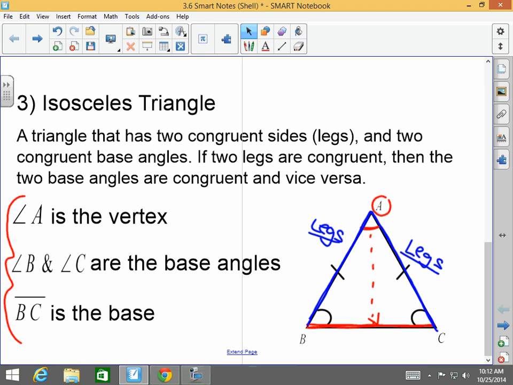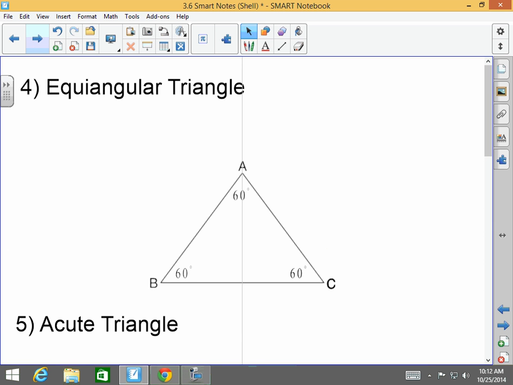And the base angles are the angles that attach the base with the legs. A lot of stuff going on with the isosceles triangles, very important. Okay, let's move on. Number 4, equiangular triangle.